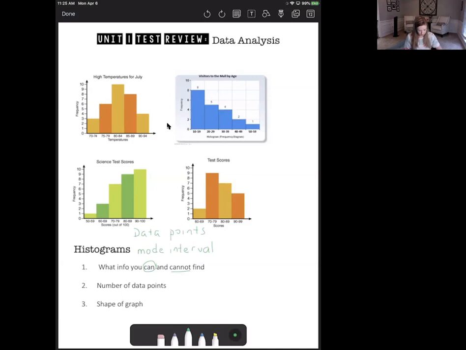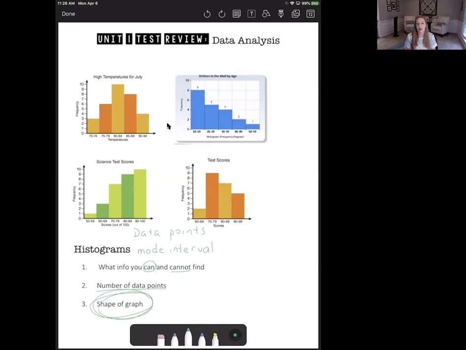So again, number of data points. They will ask you on the quiz to find how many data points are in a certain graph. They may not use the words data points. They could say how many kids took the quiz, or how many visitors were there to the mall, and you would just add them up.